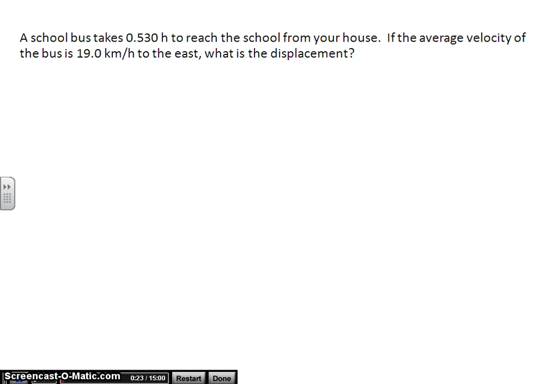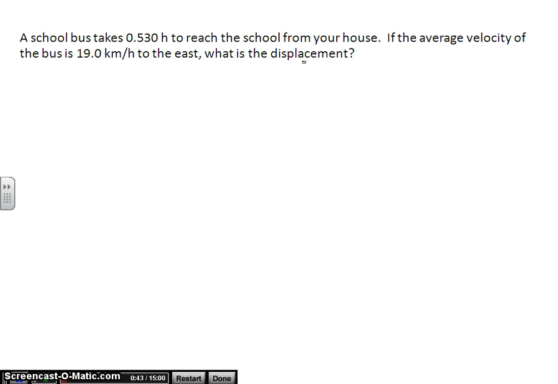Let's start with a school problem. A school bus takes 0.530 hours to reach the school from your house. If the average velocity of the bus is 19.0 kilometers per hour to the east, what is the displacement?